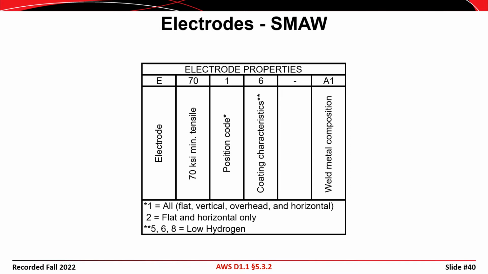Position code 1 means that it's good for all positions. If you had a position code 2, that would mean that it was only good for flat or horizontal positions. And then the fourth number indicates some coating characteristics. In this case, a 6 indicates that it's a low hydrogen. And then you have the weld metal composition as the last number. So in this case, an E7016-A1 electrode would be a 70 KSI electrode suitable for all 4 welding positions with a low hydrogen coating characteristic.